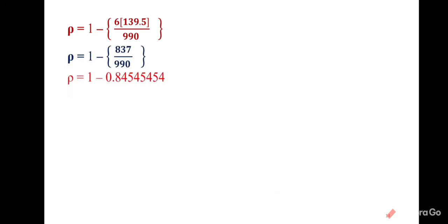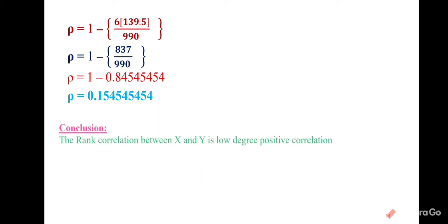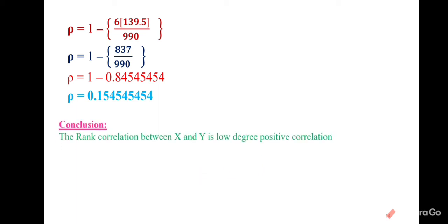Simplify this: 0.84545454, then 0.154. The value lies between 0 and 0.25. So the conclusion is a low degree positive correlation.